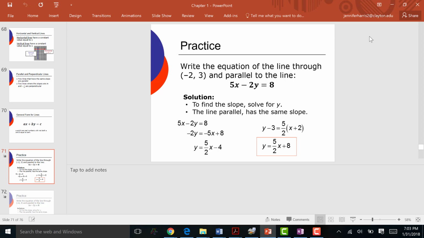Rewrite it with y by itself. Okay, so am I going to use the formula that I've been using, y minus y1 equals m times x minus x1? In order to use it, I need a point and a slope. Do I have a point? Yes. Do I know the slope immediately? No. So I have to figure out how to find the slope. Step 1, rewrite the equation with y by itself.